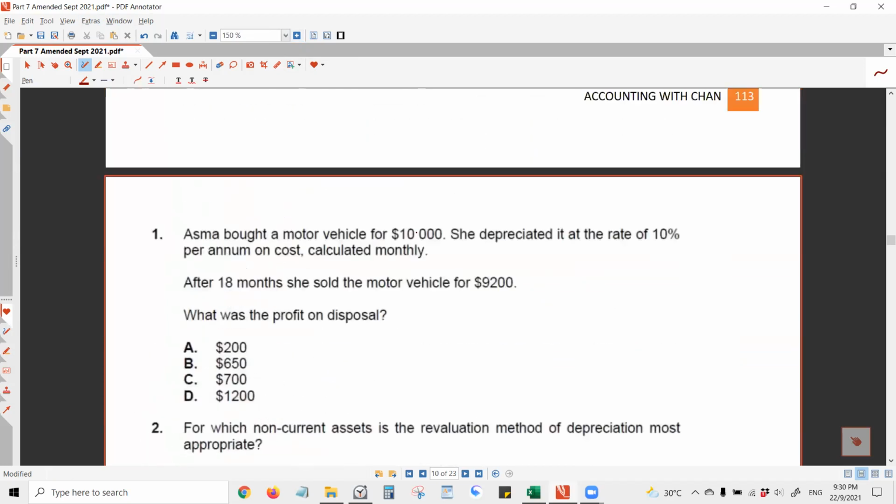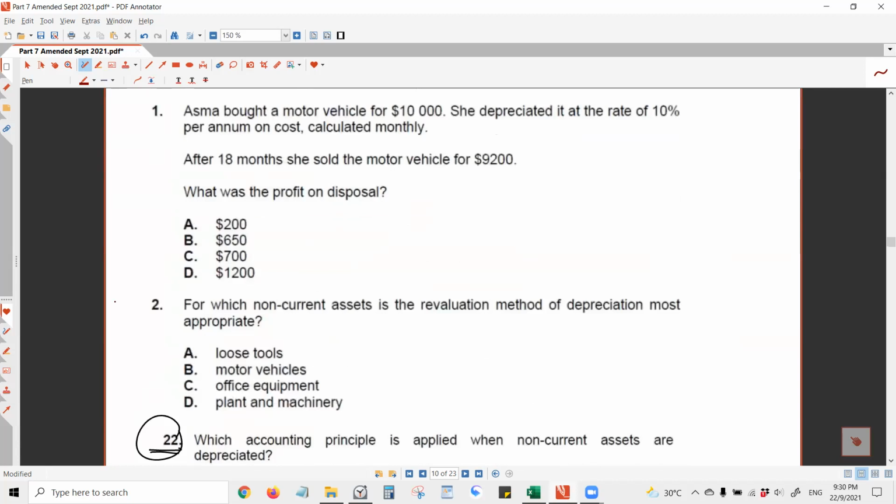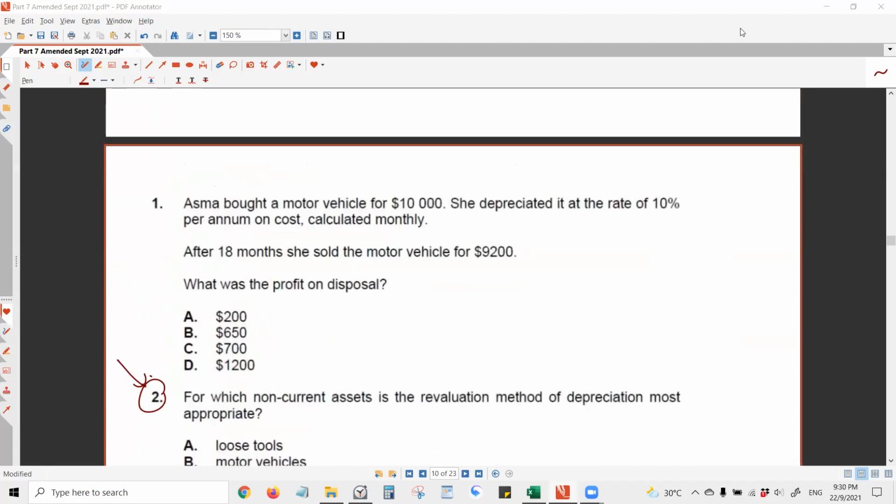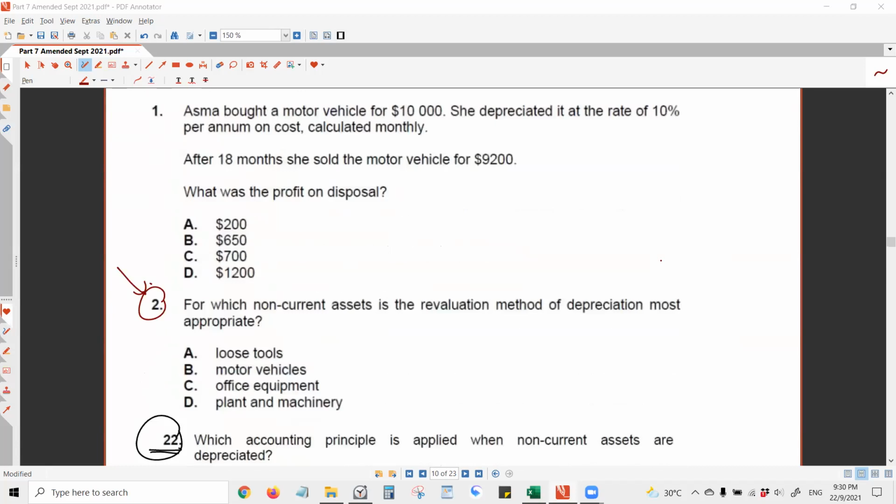Now this page 114, I give you 20 seconds. Look at this question 2. You tell me your choice. It's very simple. Tell me your choice in the chat box. Question 2 on page 114. Okay, I see 2 correct answers from 2 of you. Look carefully. Easy questions doesn't mean that you have to do it very fast. Answer is A. They're asking you for which NCA should we use the revaluation method. Those tools.